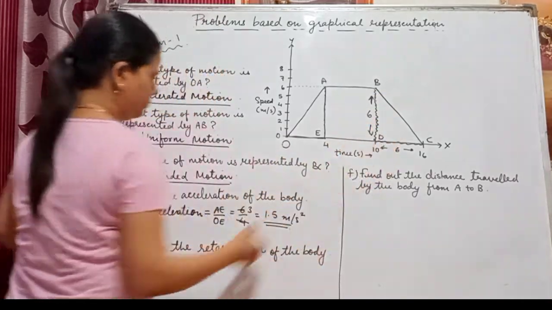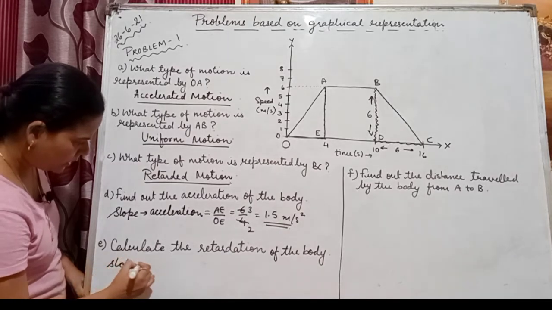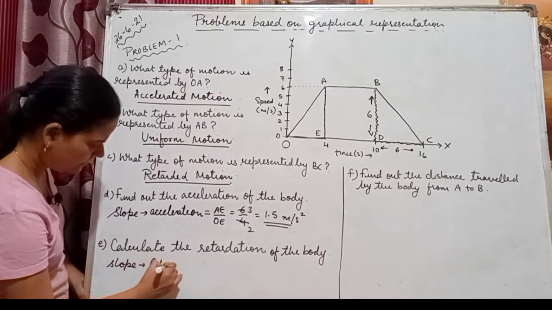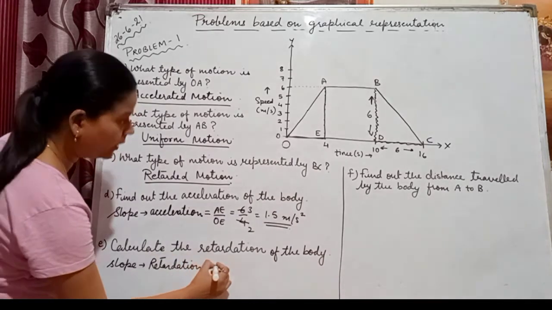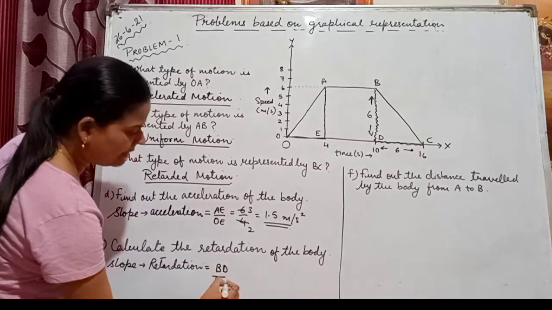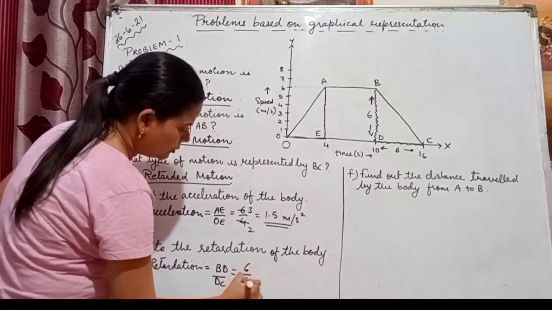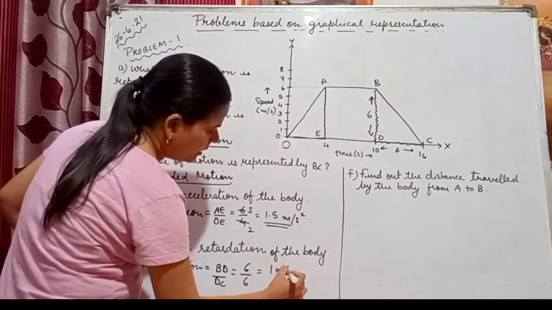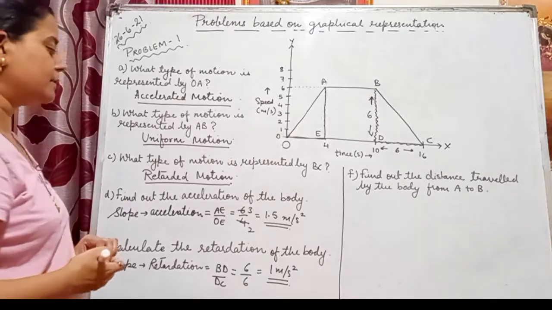So in order to find out the retardation, again we will be finding the slope. Slope represents retardation, and it will be equal to BD by DC. Same way, perpendicular upon base. BD is 6, base is also 6, that is 1 meter per second square. So the retardation produced will be 1 meter per second square.